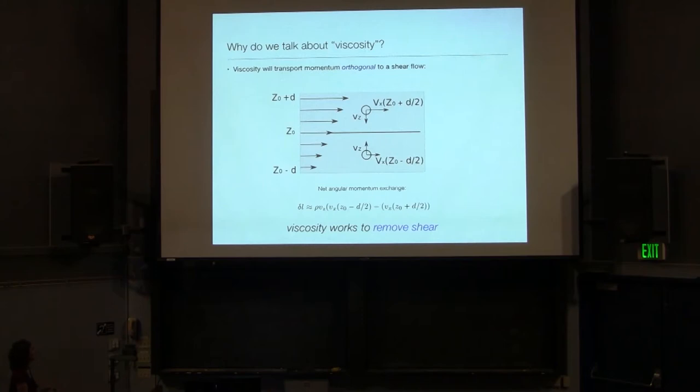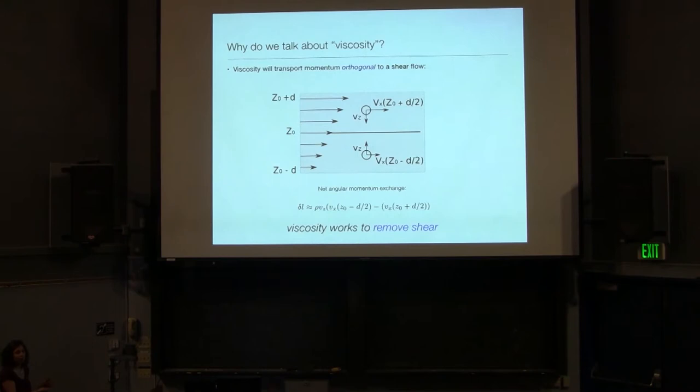So the reason we talk about viscosity is it transports momentum orthogonal to a shear flow. So if I imagine some reference height z, and I have a velocity field where it's moving slower down here and faster up here, and I exchange fluid particles across this boundary, I will get a net exchange in angular momentum because the velocity down here is different than the velocity up here. And so you can work out what the net change in angular momentum is if I switch these two parcels, and you find that viscosity works to remove the shear. It's going to try to make this flow all the same.